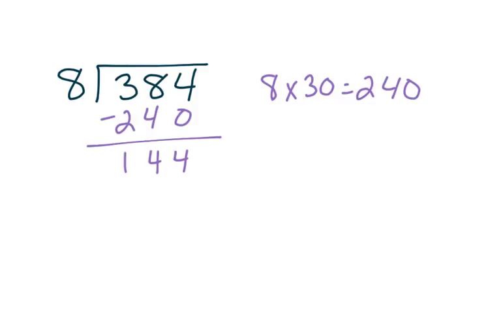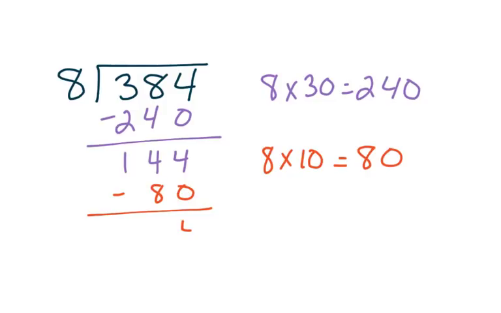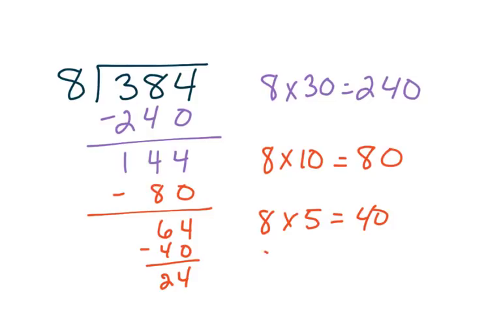I'm left with 144, which doesn't look so friendly, but I know that 8 times 10 gives me 80, and that's a pretty easy fact for me to know. And then all I have to do is some subtraction, and I'm left with 64. Maybe I don't remember that 8 times 8 gives me 64, but I do remember that 8 times 5 gives me 40. So I can subtract 40 away, and I'm left with 24. I know that 8 times 3 is equal to 24. I can subtract, and I'm left with 0 down here.